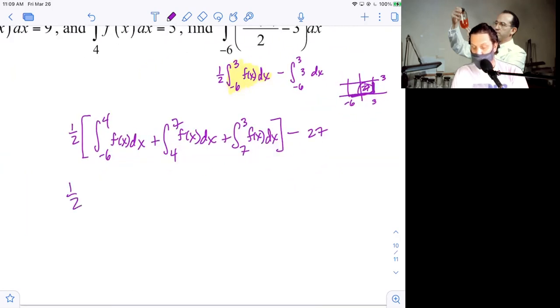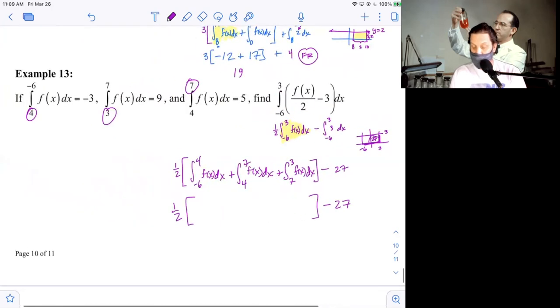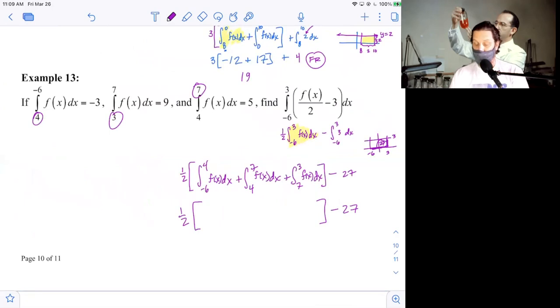And now we can plug in, okay? So here's where we plug in. If we have to flip the interval of integration, we just change the value. So what is the integral from -6 to 4?